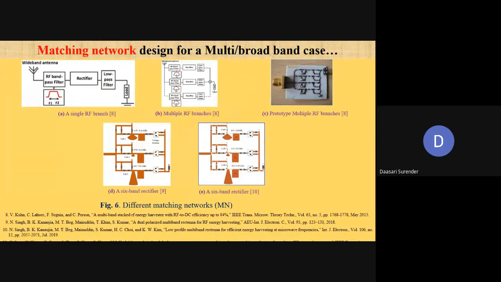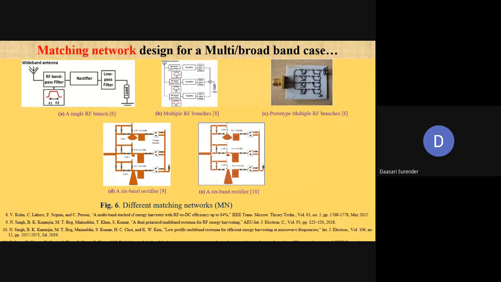These are the different matching networks used for the multiband or broadband case. In the first one, 6A, a single matching network is used for all the signals harvested by the antenna. Designing a single matching network for all the frequencies is difficult.